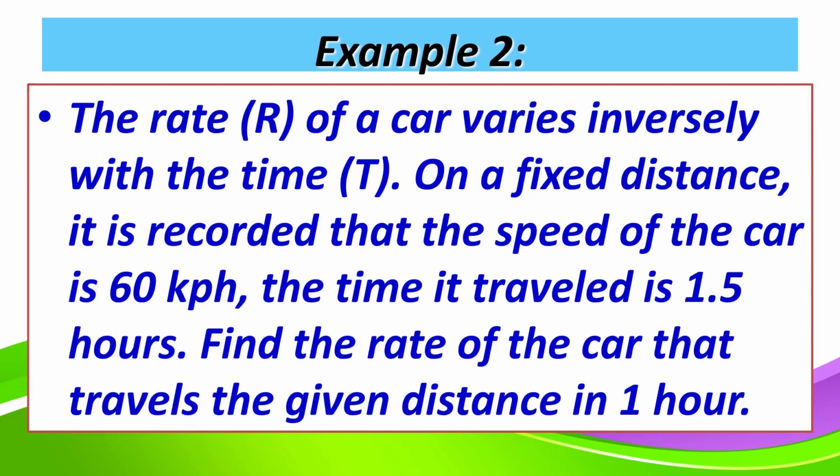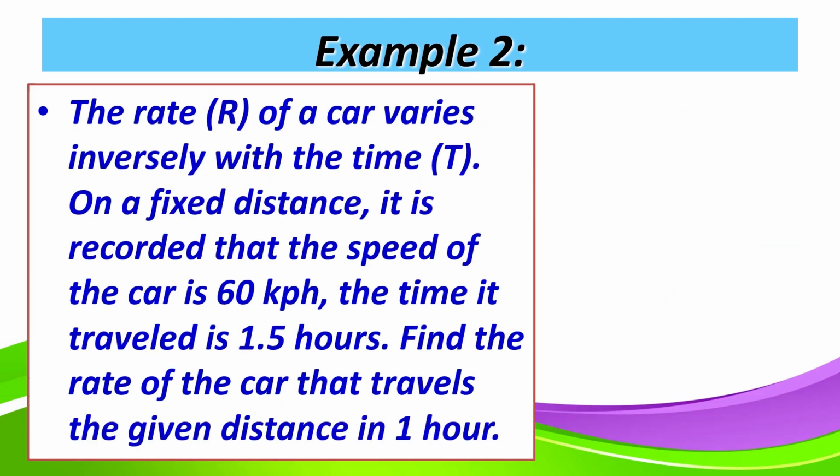Example number 2. The rate R of a car varies inversely with the time t. On a fixed distance, it is recorded that the speed of the car is 60 kilometers per hour. The time it traveled is 1.5 hours. Find the rate of the car that travels the given distance in 1 hour.